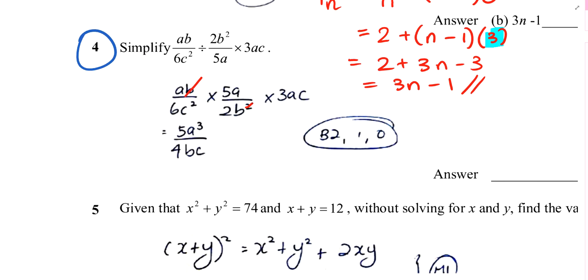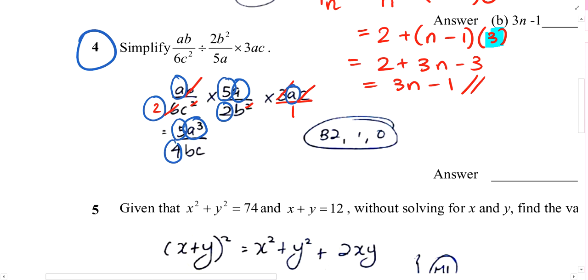What else do you see that can be cancelled? By the way, this one is over 1. What else can I cancel? Any numbers? 3 and 6. Cancel the 3. This one becomes 2. Any more that I can cancel? C and C over here. So I am left now with 5. Then in the numerator I got a, so a cubed. In the denominator, I've got 2 times 2 to give me 4. I've got b over here, and I'm left with c. That's the answer. Can?